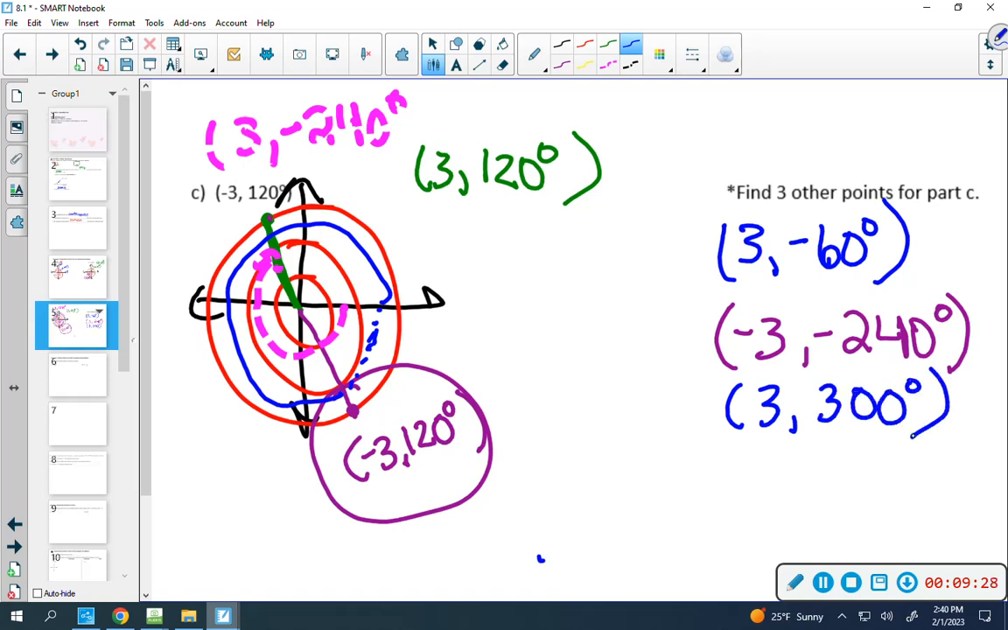That shouldn't have been so difficult to draw. One thing to notice here, there are lots of different ways, as we know, to get to the same point. The coterminal angles, we know we can go around the circle in different directions.